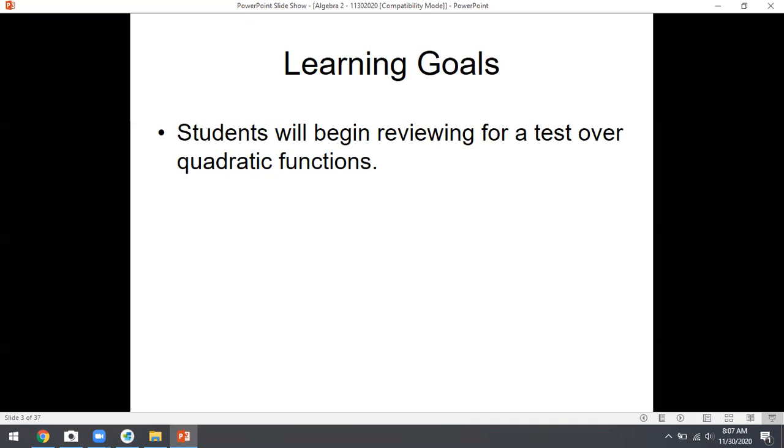But today we're just going to review the things we did in the warm-up. So can you find a vertex? Can you find the axis of symmetry? Can you do the average rate of change? That's probably going to take some practice, I think. And can you work with complex numbers? Essentially, that's what we're talking about today.